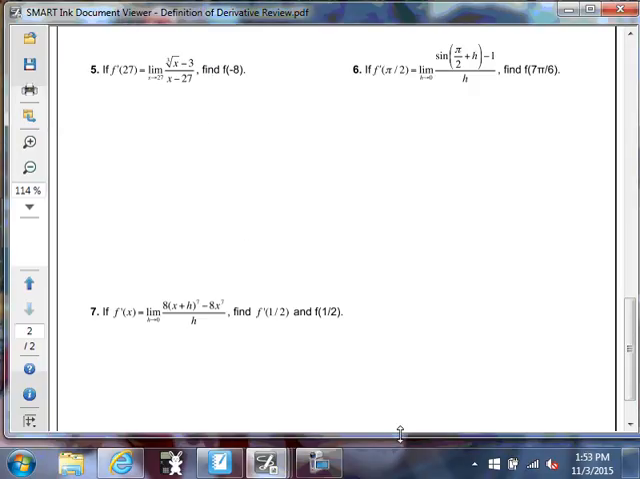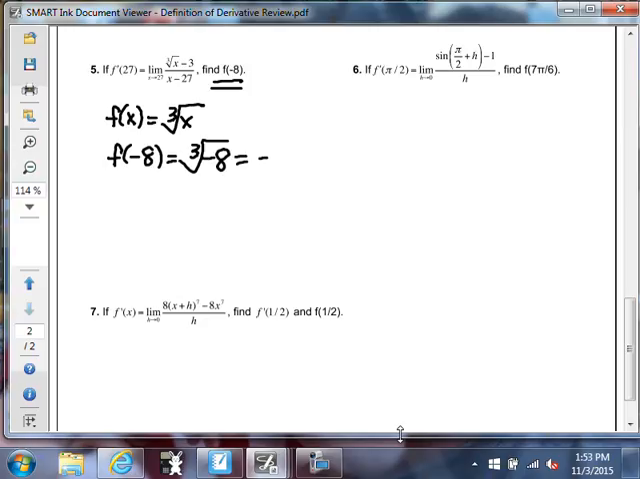All right, so on number 5, it looks like the f of x is going to be the cube root of x, right? And then you're just finding f, you're not finding f prime. So f of -8 then is going to be the cube root of -8, which should be -2. Did you guys get that?